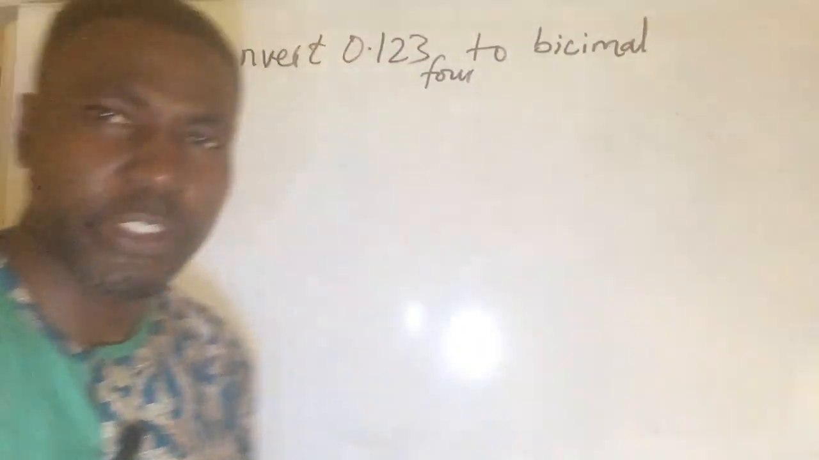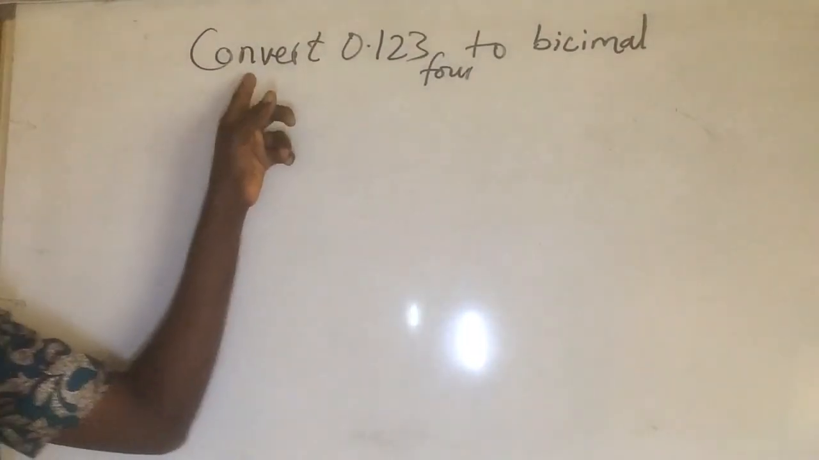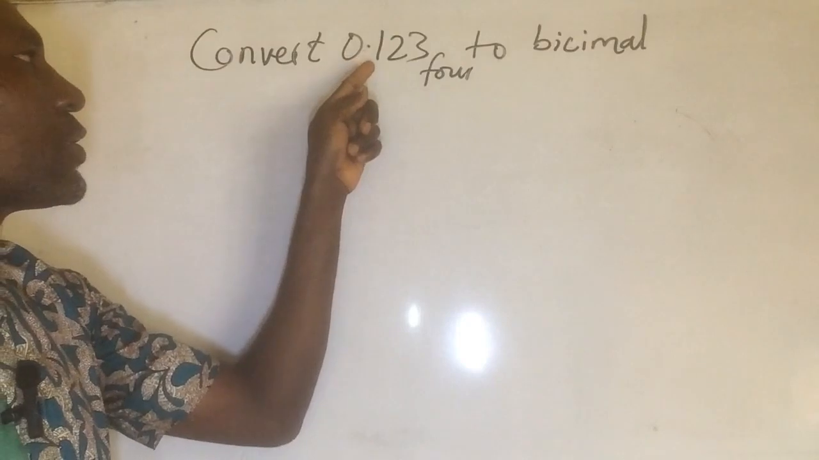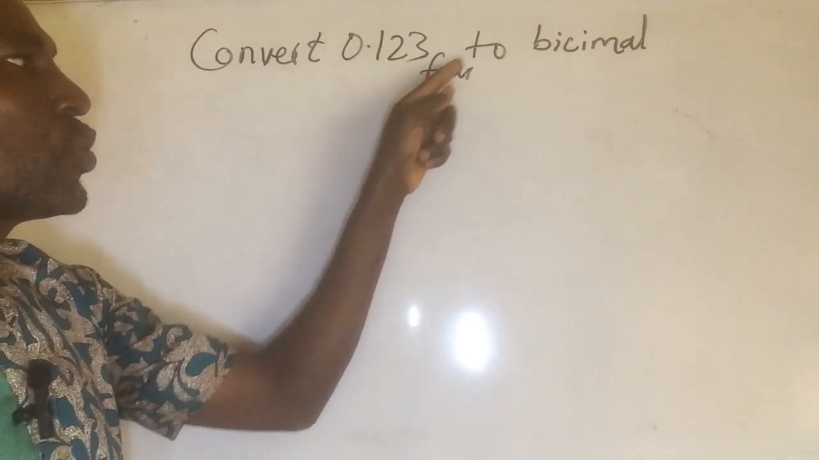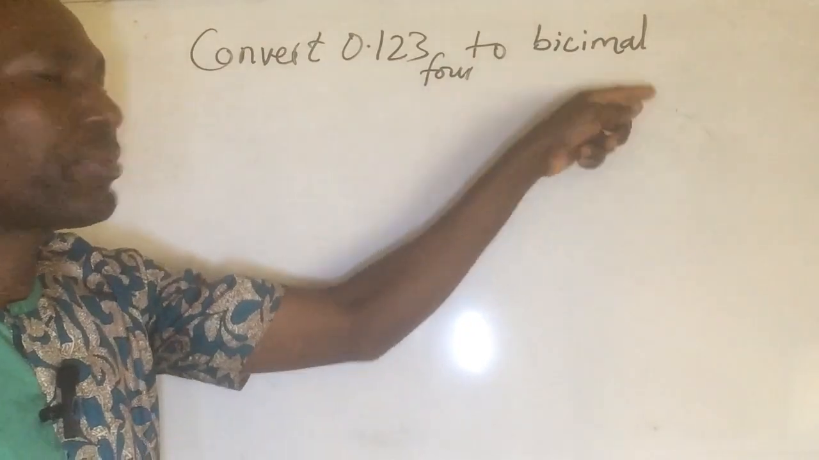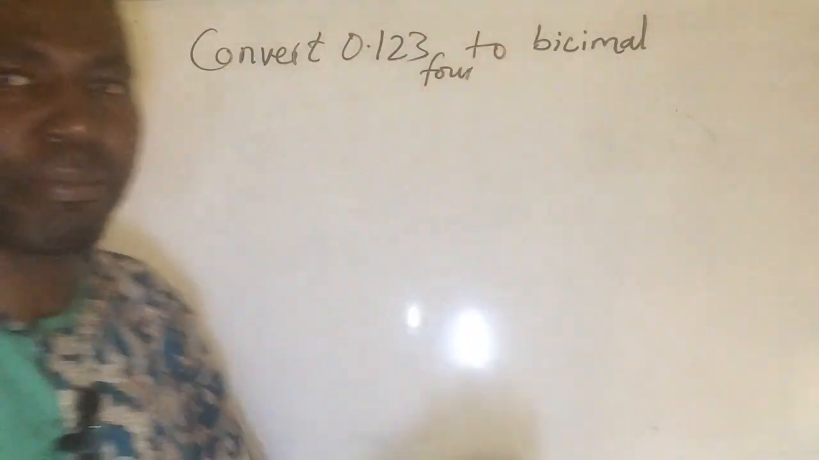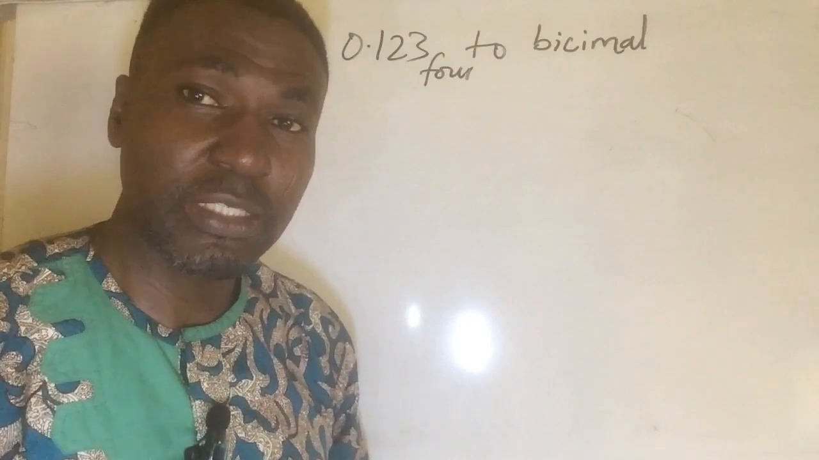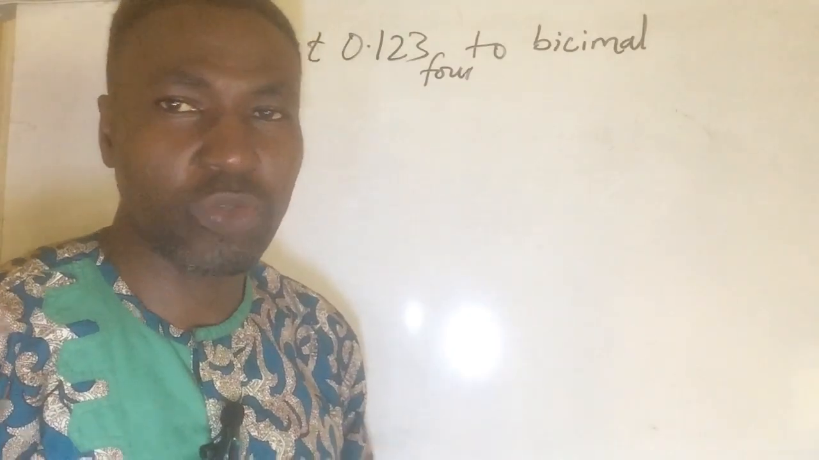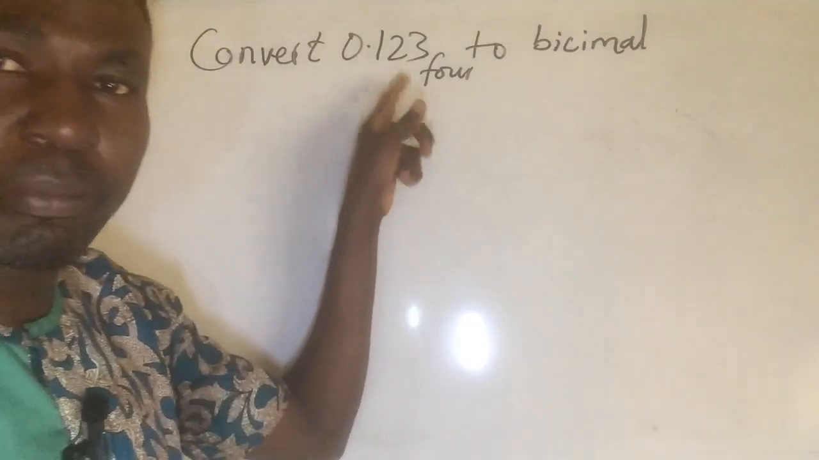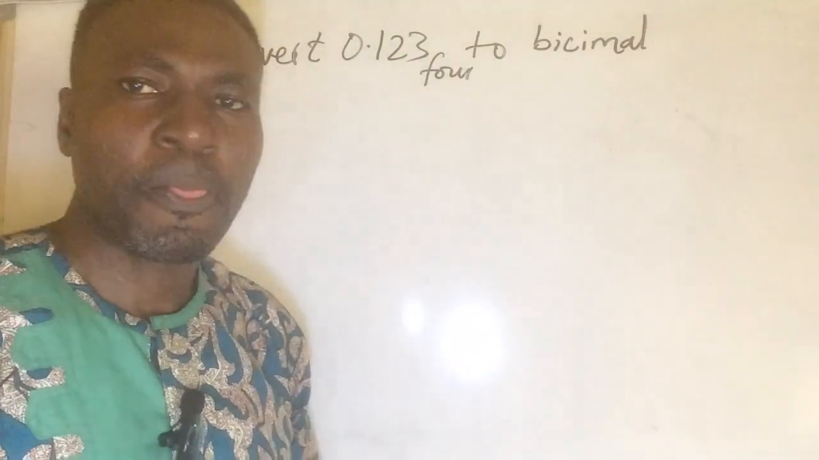From this on board, the question says convert 0.123 base 4 to binary. Binary means to base 2. So we need to convert this number in base 4 to base 2.